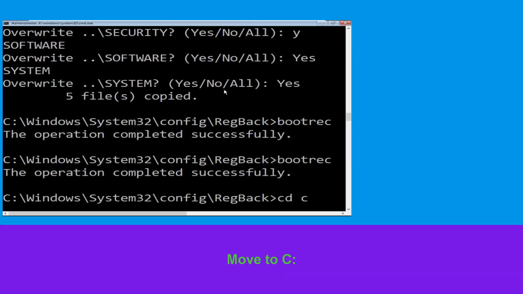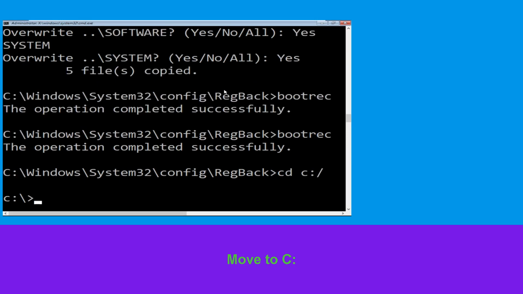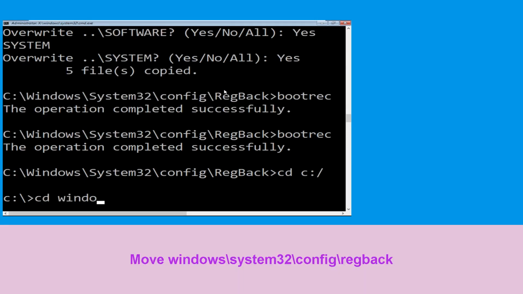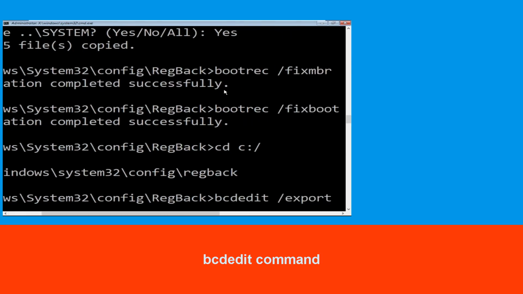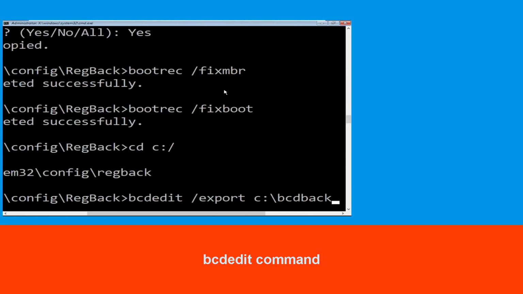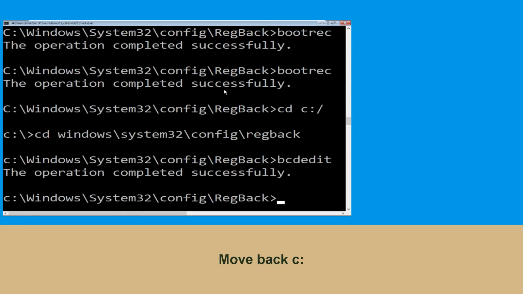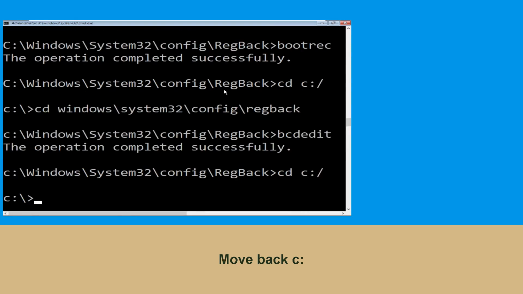Now execute this command cd space c:/. Now type cd space Windows /System32 /config /regback and hit enter to execute. Now type this command bcdedit space /export space c:/ bcdbackup and hit enter. Now type cd space c:/ and hit enter.